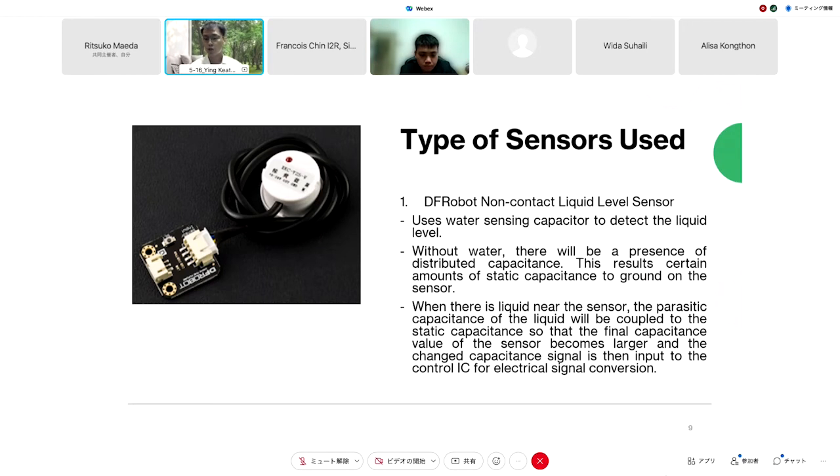So when there's no water, there will be a presence of distributed capacitance. This results in a certain amount of static capacitance to the ground on the sensors. But when there is liquid near the sensors, the parasitic capacitance of the liquid will be coupled to the static capacitance. So the final capacitance will be larger, and the controller board will be able to detect it.